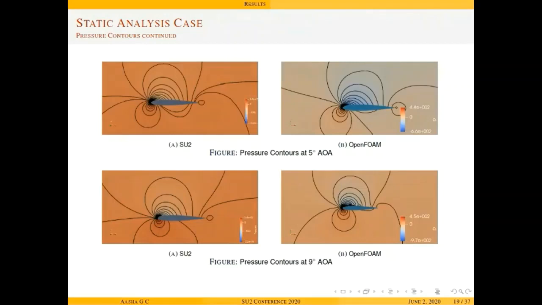While the 9 degree angle of attack crossed along the trailing edge, you can see the contour formation leading to a thick boundary layer, and this formation was observed prominently on OpenFOAM compared to SU2.